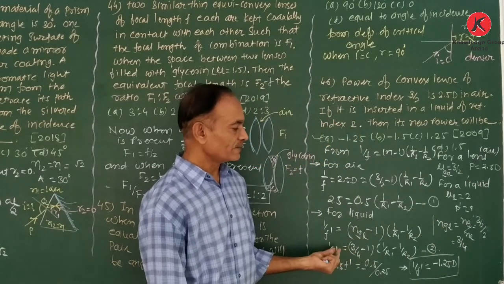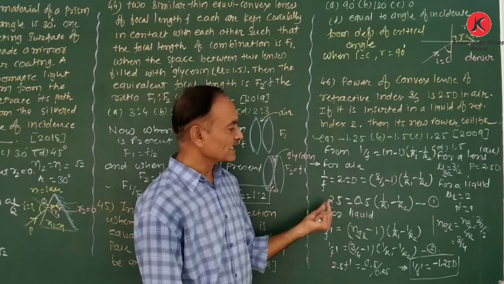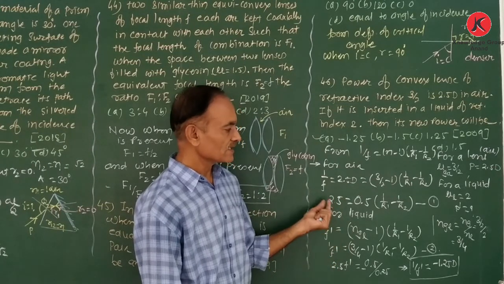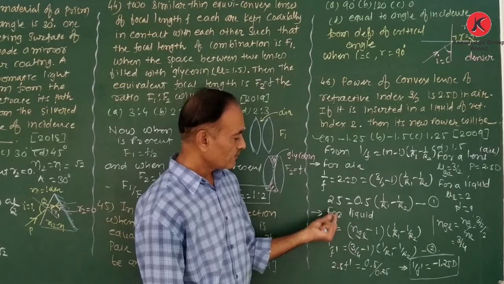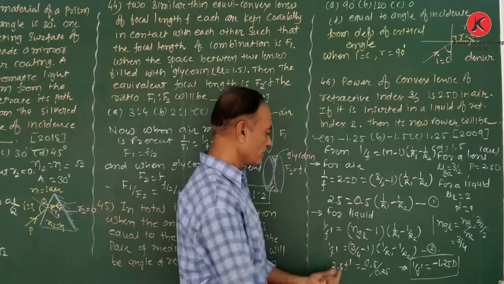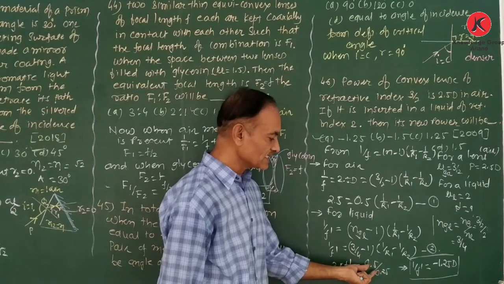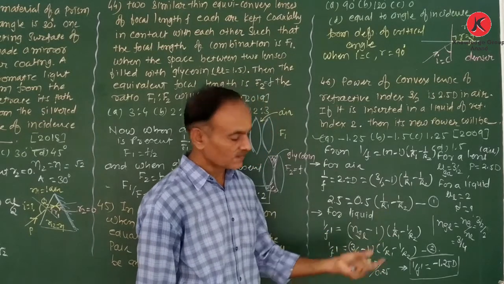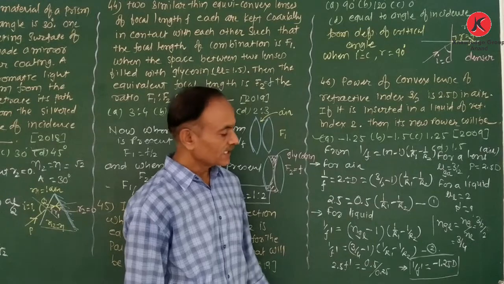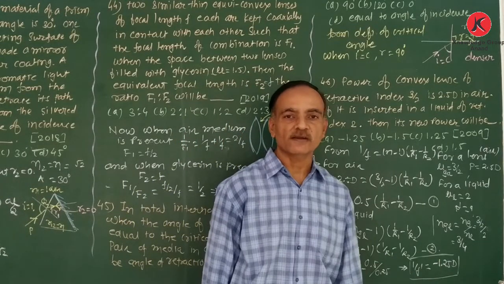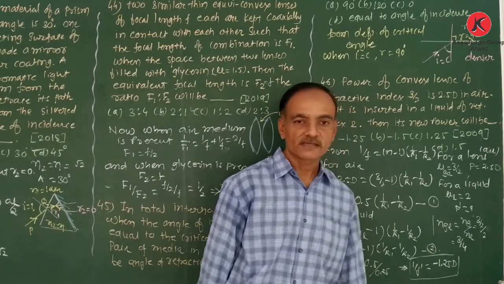So this way we obtain the second equation. Therefore, taking the ratio of equation 1 to 2, 2.5 upon 1 upon f dash, therefore 2.5 f dash is equal to the numerical, and 1 upon R1 minus 1 upon R2 is cancelled. Therefore, 1 upon f dash is equal to minus 1.25 diopter. That is the answer.